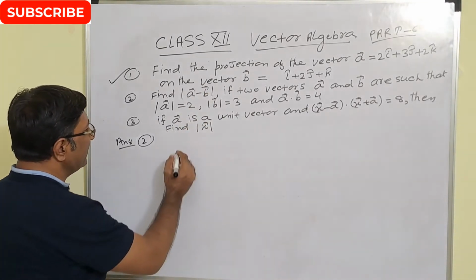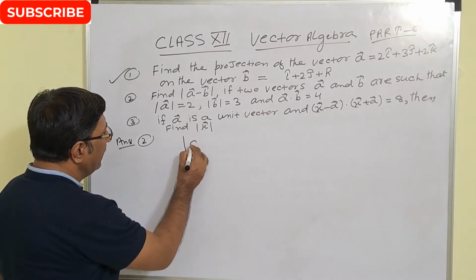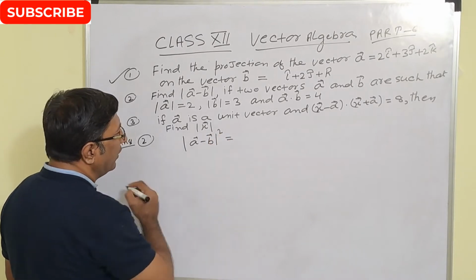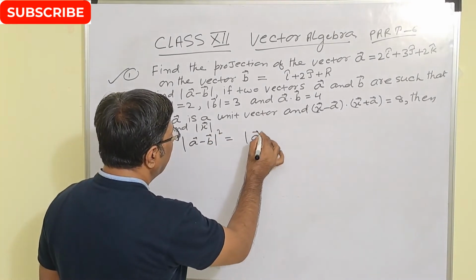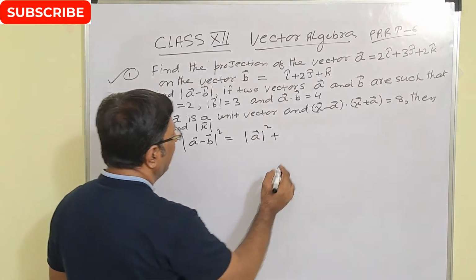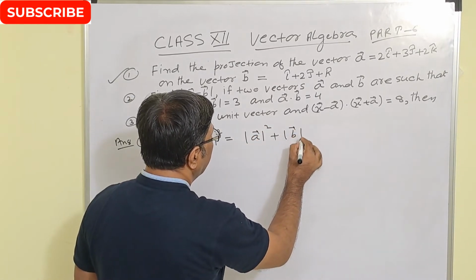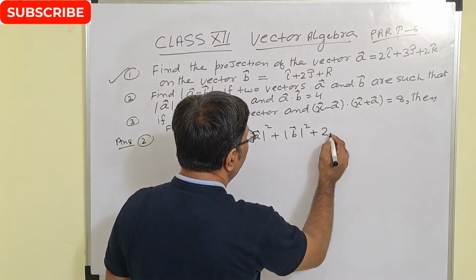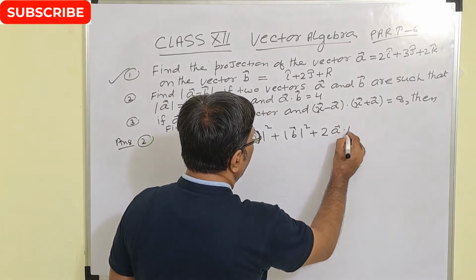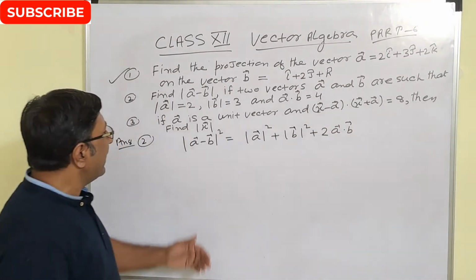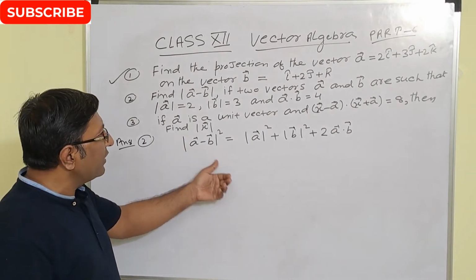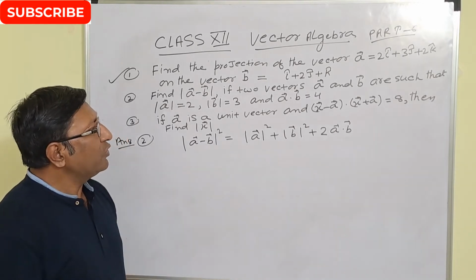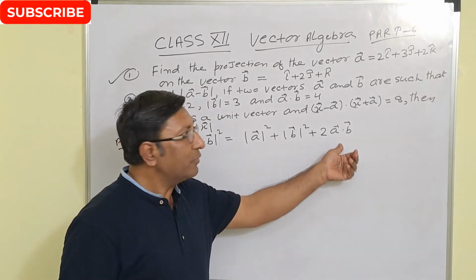तो ऐसे क्वेश्चन का इजी तरीका क्या, ध्यान दो, that is a vector minus b vector whole square equal to what? Magnitude of A vector square plus magnitude of B vector square plus 2 into A vector dot B vector. A minus B vector का whole square is what? Magnitude of A square, that is magnitude of B square plus 2 into A vector dot B vector.